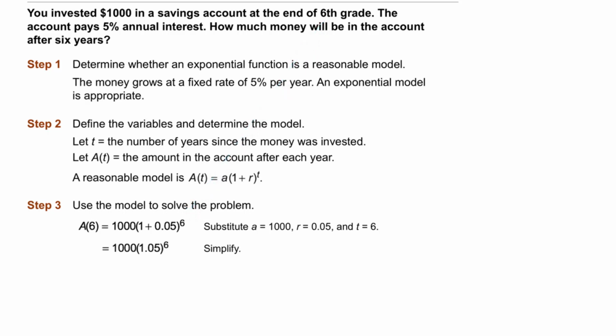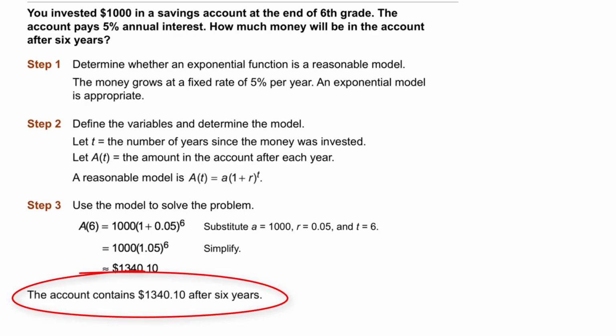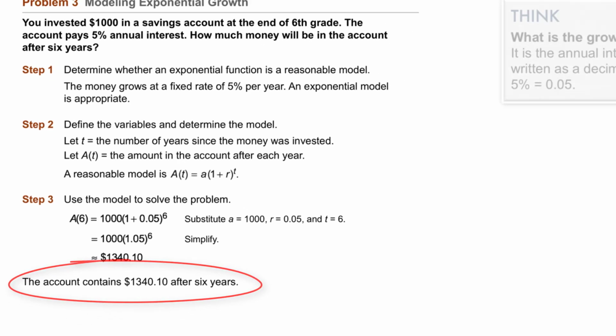We'll work to simplify. This becomes 1,000 times 1.05 to the 6th power, or approximately $1,340.10. So we can state, in a complete sentence, the account contains $1,340.10 after 6 years.